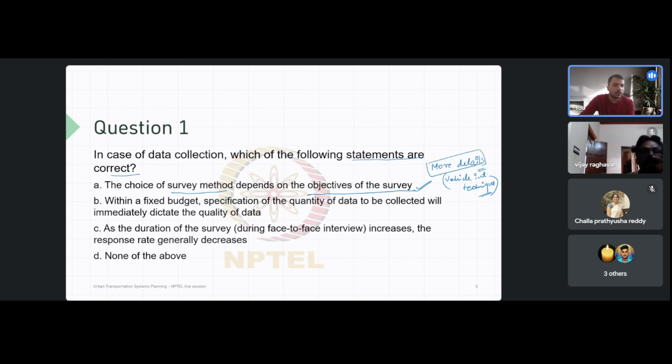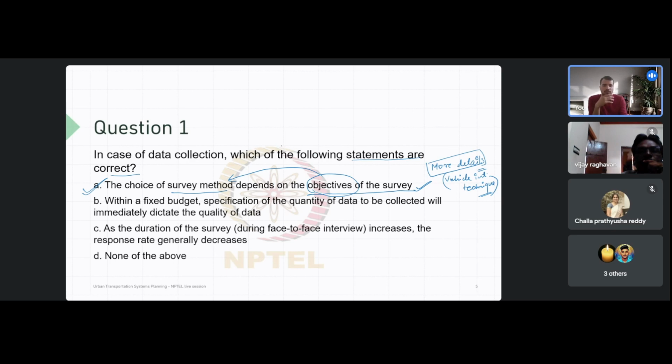Instead, if we want to go for a more detailed survey, then we should go for home interview techniques, or some other techniques are also there. So what we want to do from the survey data, what the objectives are, that basically decides what method we should choose. If we want more details, we have to choose a method accordingly. So A is correct. I think some people answered A.